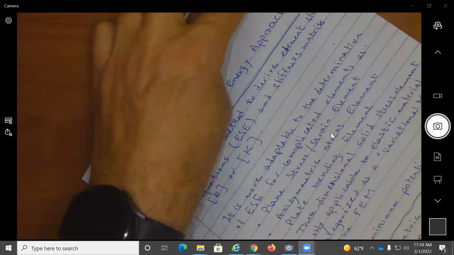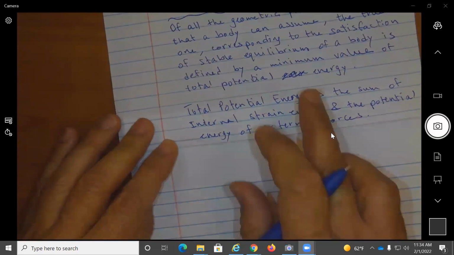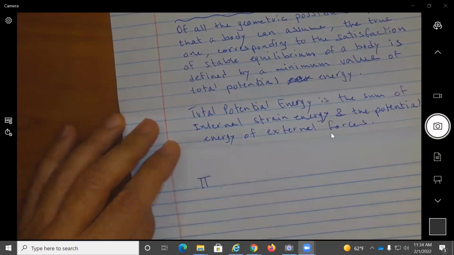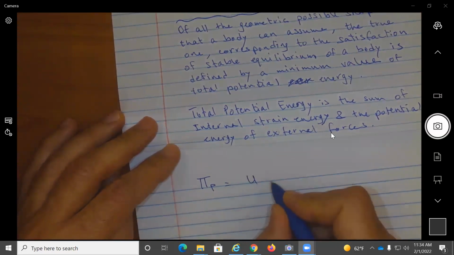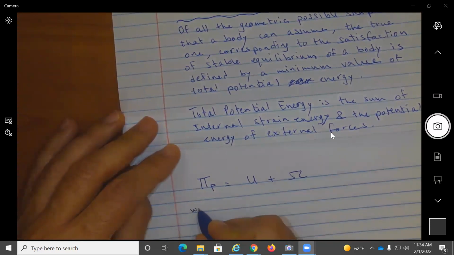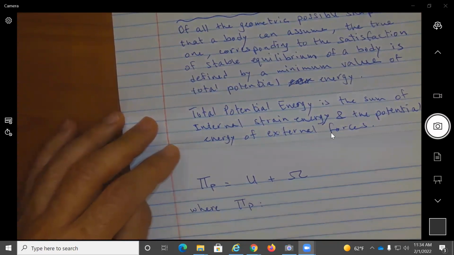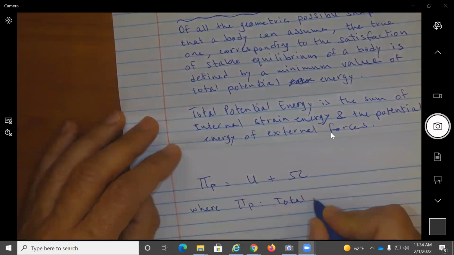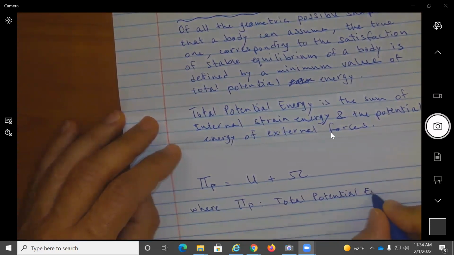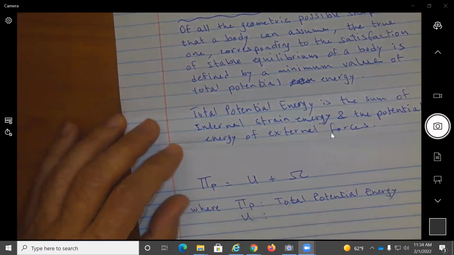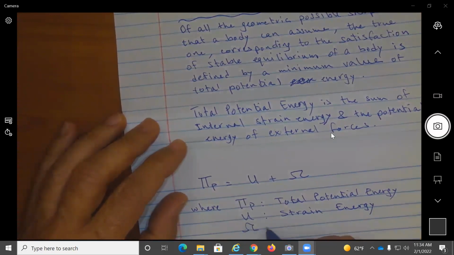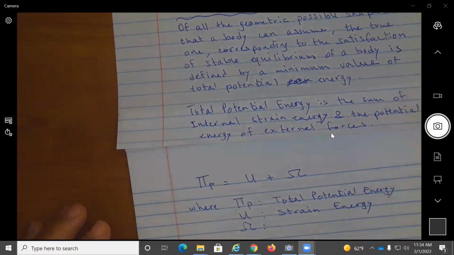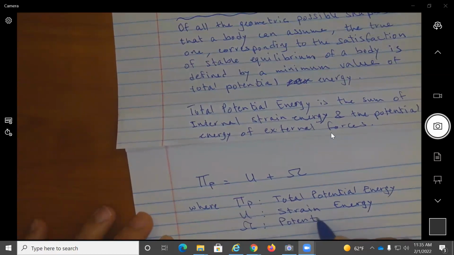In terms of equations, I can write the total potential energy as pi sub p, and I write this as equal to U plus omega, where pi p is the total potential energy, U is the strain energy, and omega is the potential energy of external forces.